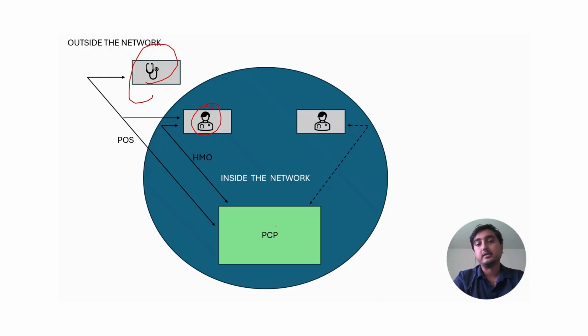The third plan is where the PCP is not mandatory. This dashed line represents that the PCP is no longer mandatory. You may or may not have a PCP, and you can see any specialist within the network without a referral from the PCP. This plan is the EPO, or exclusive provider organization plan.